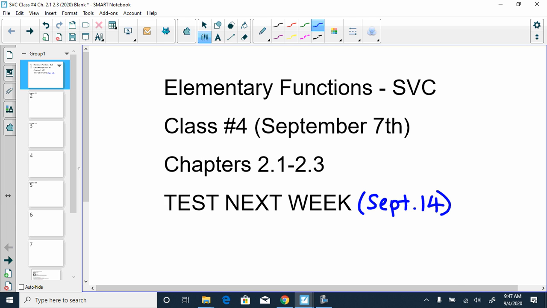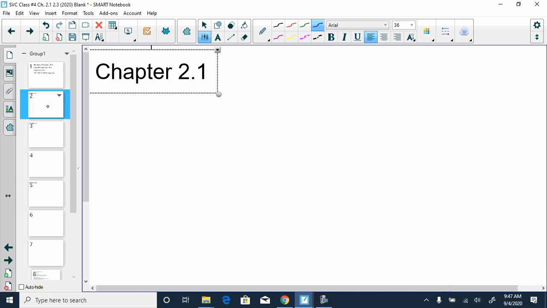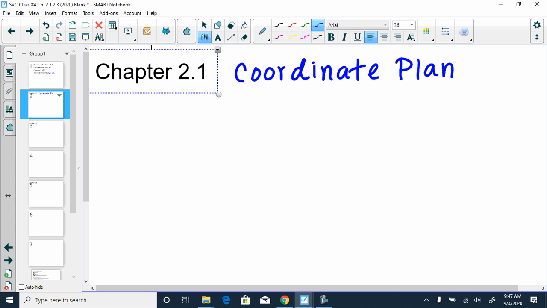Okay, so as far as that, let's go ahead and start with chapter 2-1. Okay, so chapter 2-1, and really 2-2 for that matter, is everything on the coordinate plane. This may seem really easy, but it's going to come into play when we get into trig.